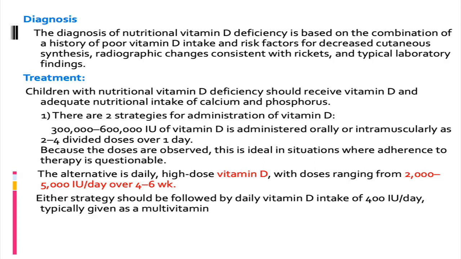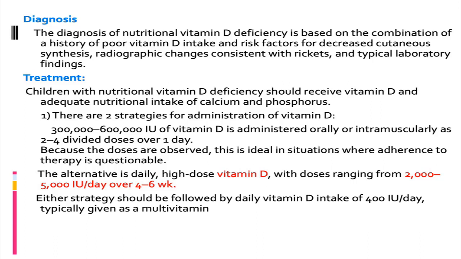Treatment. Children with nutritional vitamin D deficiency should receive vitamin D and adequate nutritional intake of calcium and phosphorus. There are two strategies for administration of vitamin D. The first strategy, we give 300,000 to 600,000 international units of vitamin D administered orally or intramuscularly as 2 to 4 divided doses over 1 day.